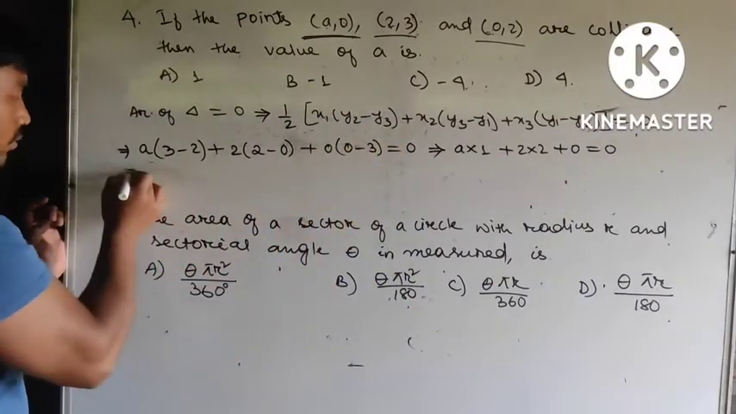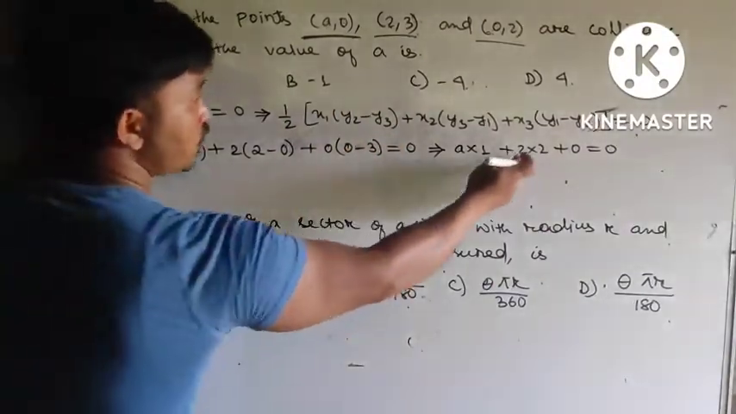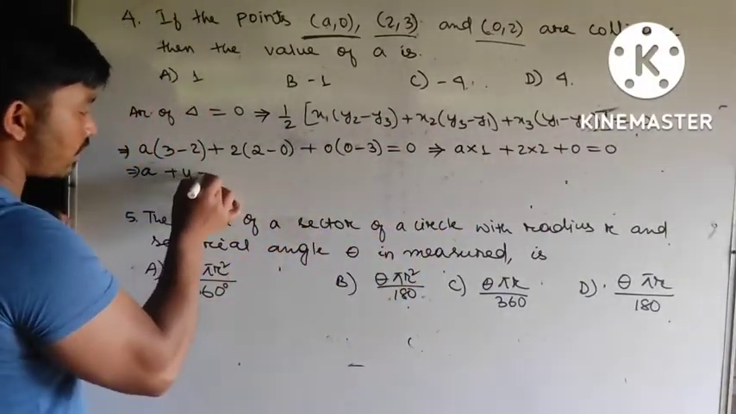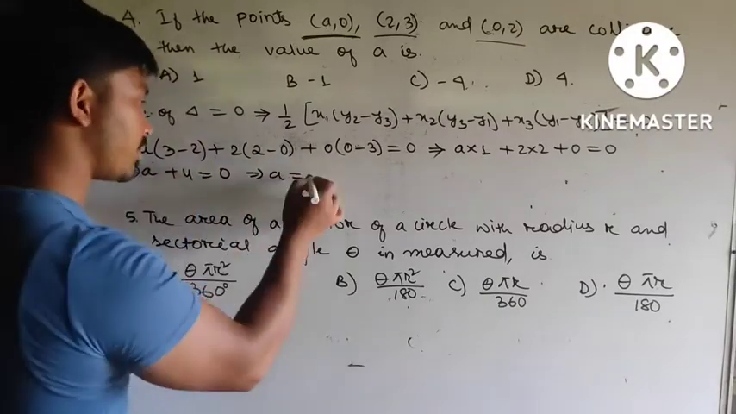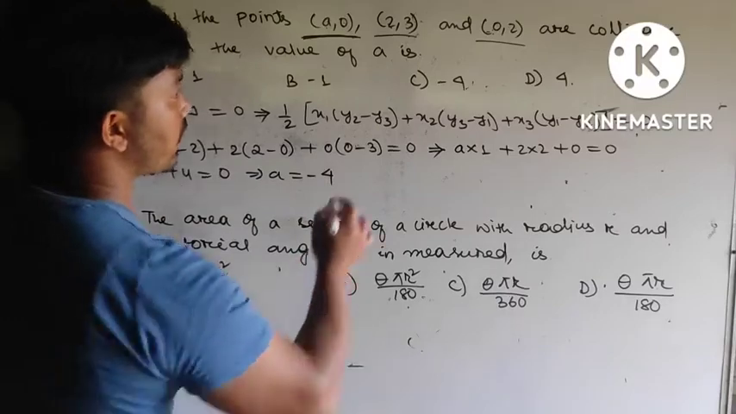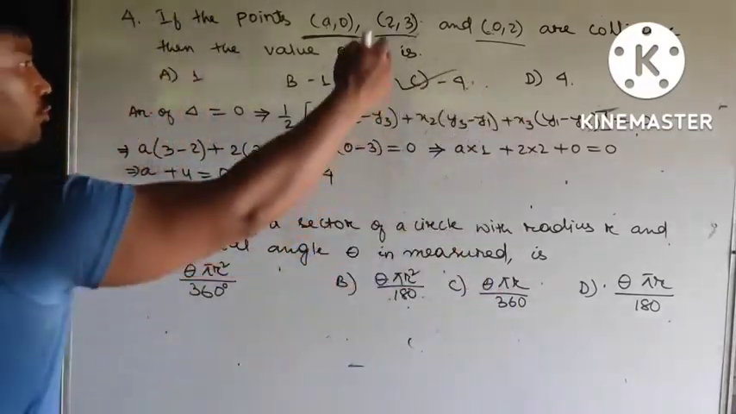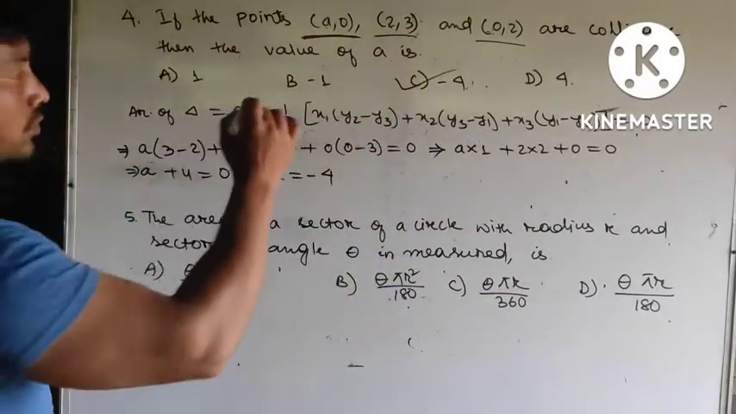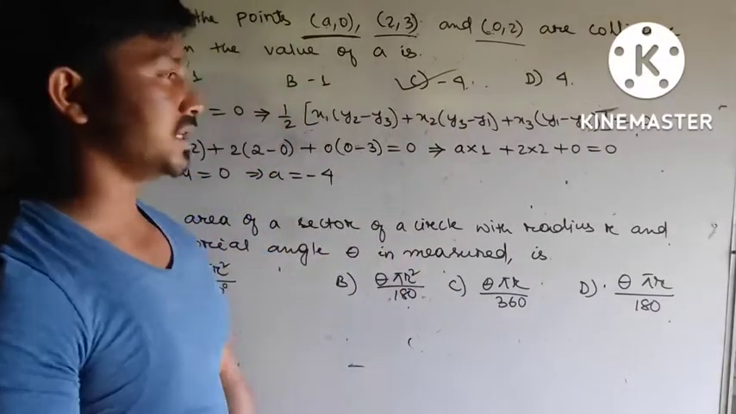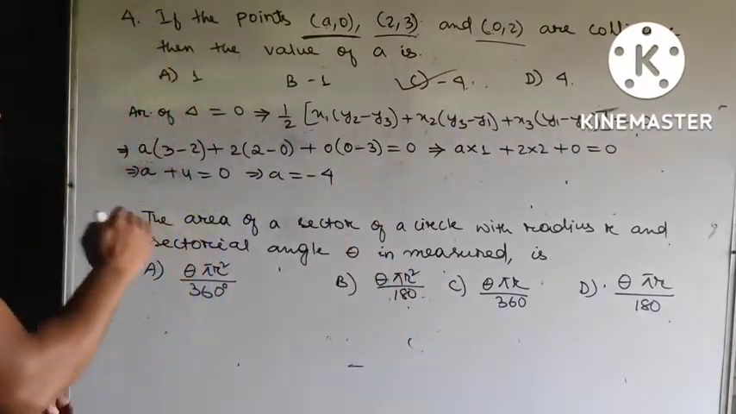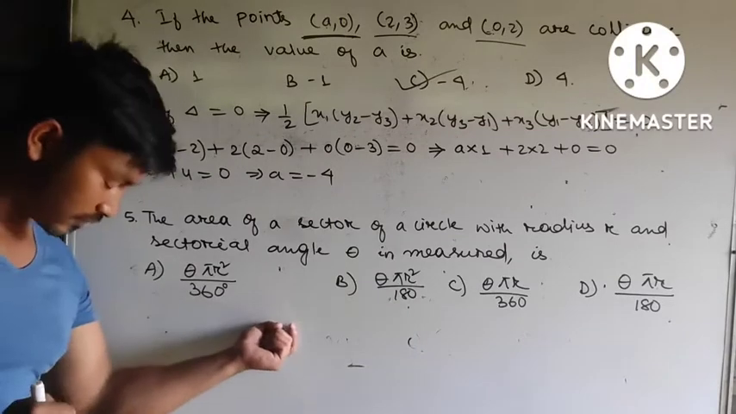Equal to 0. So let's see what we get. A into 1 will be A. And 2 into 2 will be 4. Equal to 0. So A is equal to what? Plus goes to this side and becomes minus. So your correct answer is Roman number C. You don't need to put a right mark. Just write Roman number C. Okay, this is a formula question.